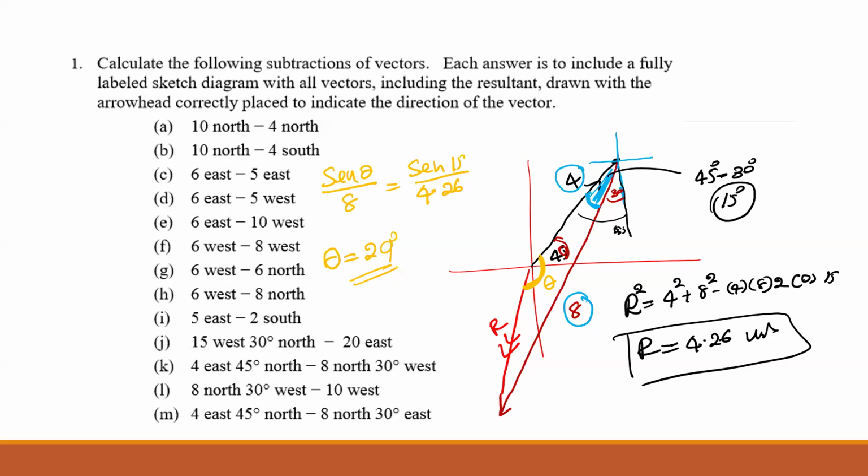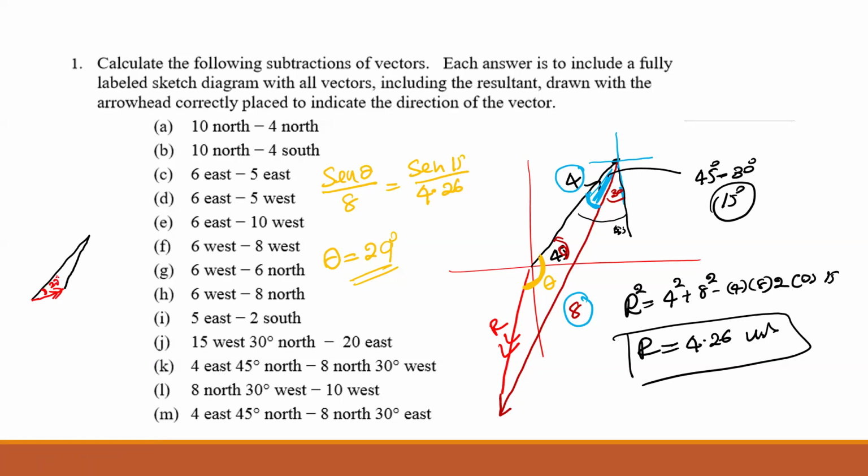It's how the triangle will look like this. Do you agree? Yeah. That's why we have 29, a small angle, 29 degrees.